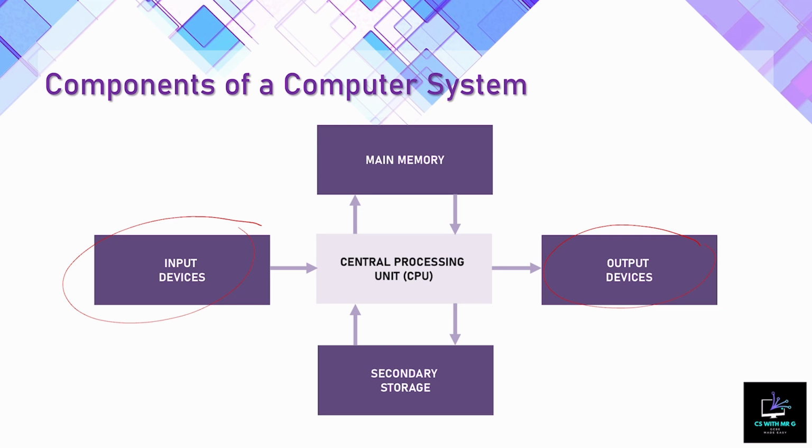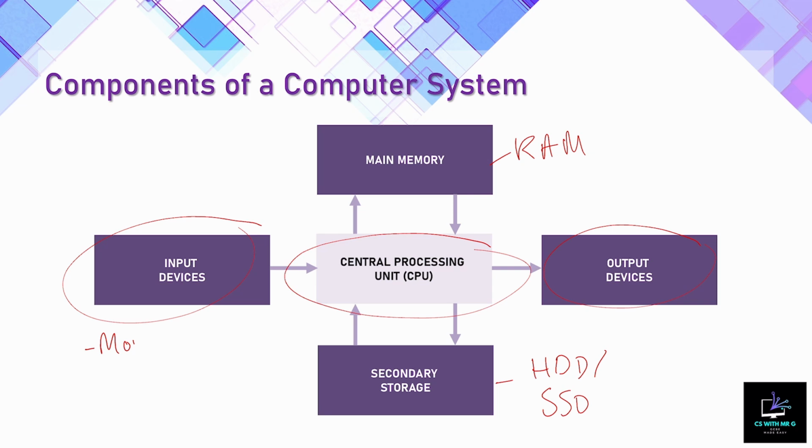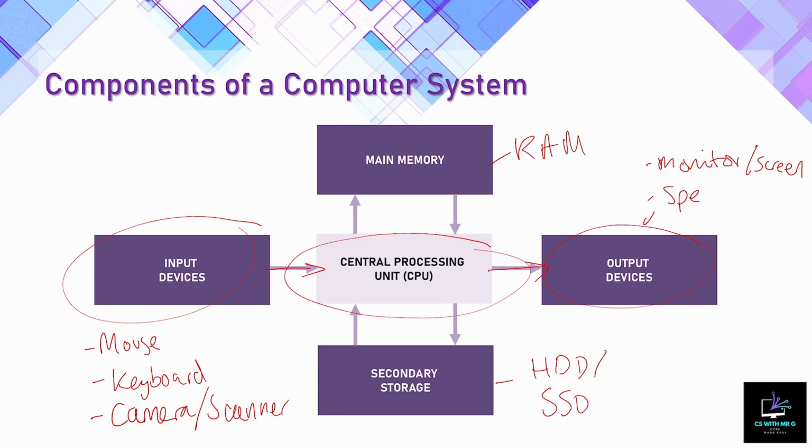Okay, so as you can see, the CPU lies in the middle of all of these devices. We've got main memory up here, which is RAM. And we've also got secondary storage here, which is your hard disk drive or your SSD. We've also got input devices, so things like your mouse, your keyboard, or any other input devices that you can think of, such as a camera, a scanner. All of these devices come under the category of input. And as you can see, this passes information into the CPU, and then the CPU outputs it to any output device, which could be a monitor or speakers or even a printer.